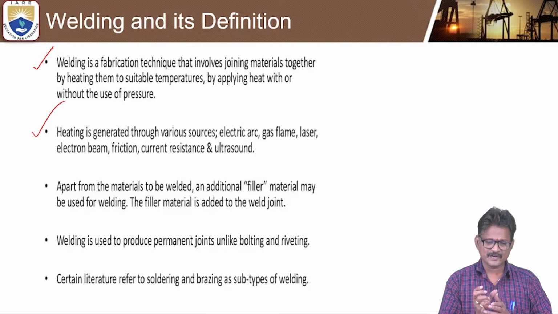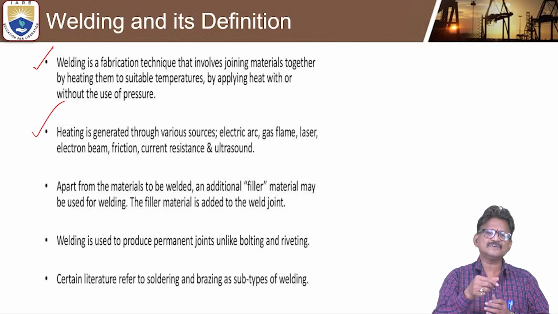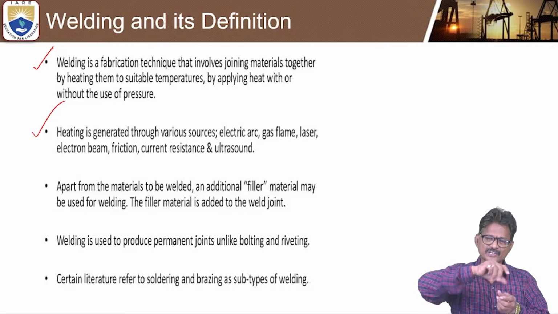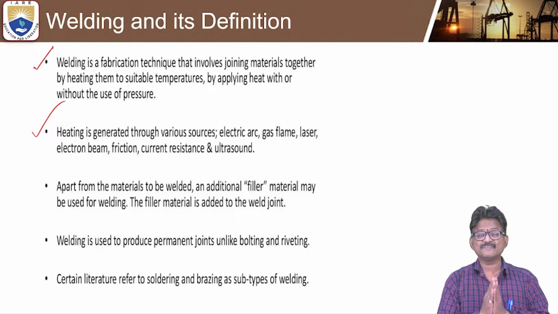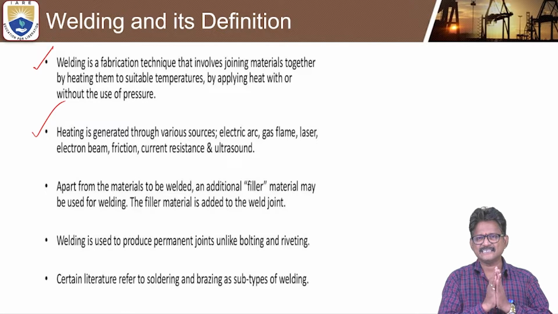Another important point is that welding is used to produce a permanent joint, unlike bolting and riveting. Riveting is a temporary joint, which you can dismantle. But in the case of a weld, once you have performed the fabrication, it cannot be retracted or redone. That is why it is a permanent joint. Welding, the secondary process, is most widely used in conventional applications.